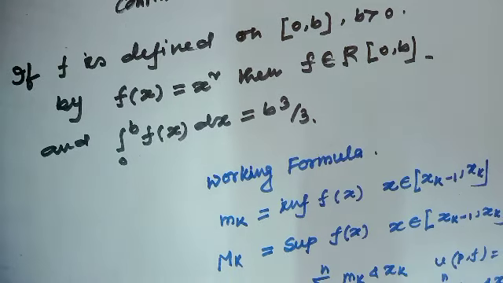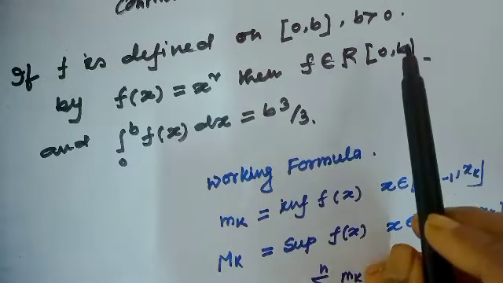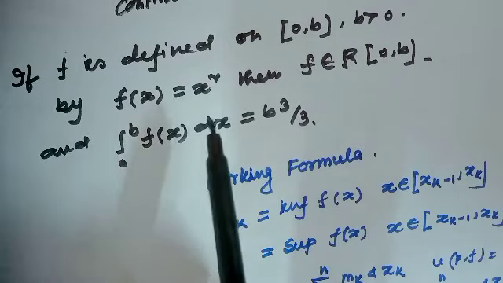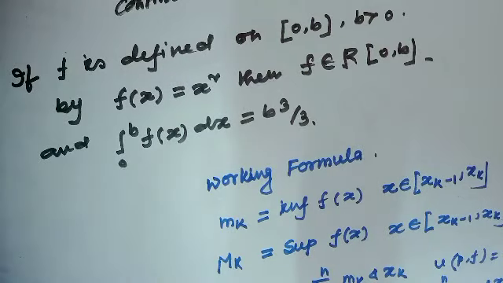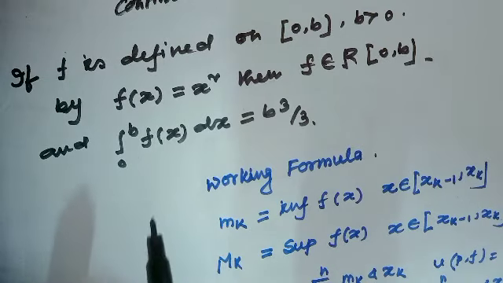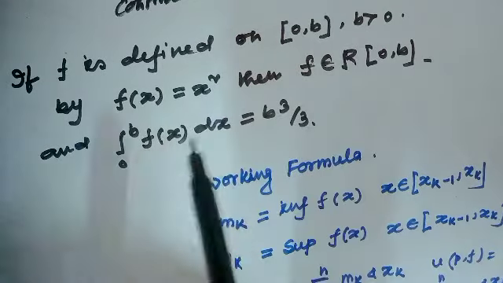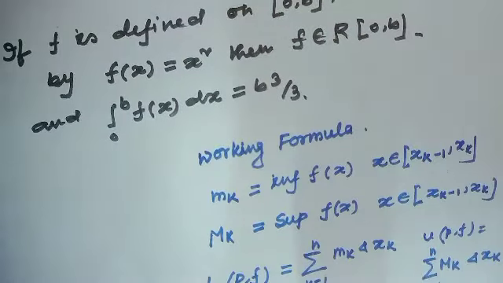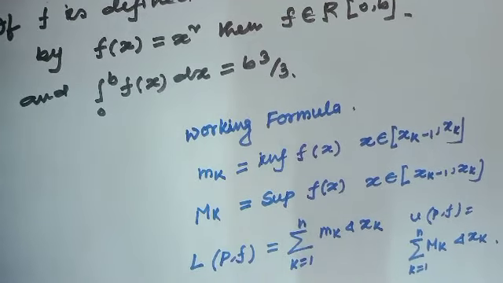First example: if f is defined on the closed interval [0, b], where b is greater than 0, by f(x) = x square, then at first we have to show the function f is Riemann integrable. Then we have to find the value of the integral from 0 to b of f(x) dx, which equals b cube over 3. Here for this we have to find just LPF and UPF.